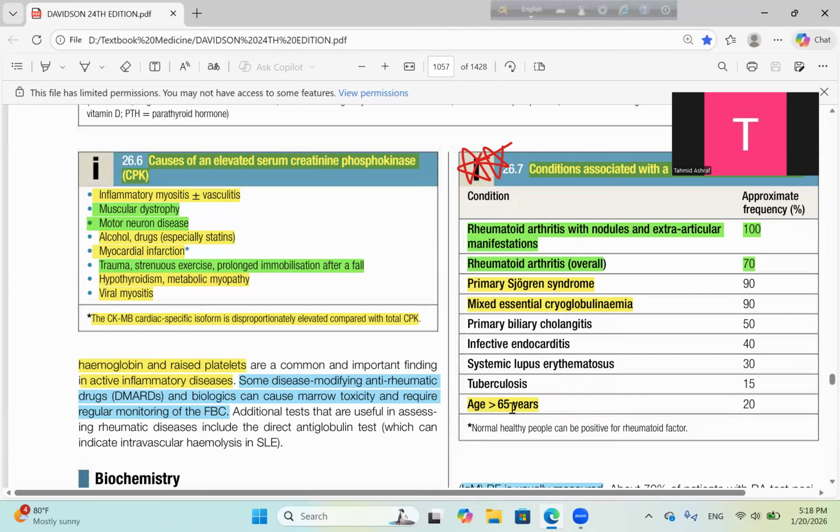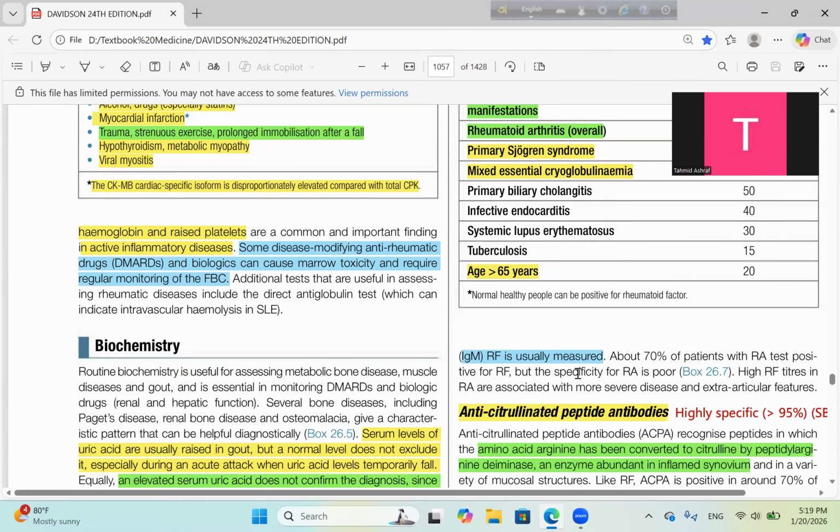Another interesting feature: among people more than 65 years old, who may be healthy, in 20% of those persons rheumatoid factor is found positive, though they have no disease. So at age 65 plus, in 20% of cases, rheumatoid factor is found positive. We'll have to remember that. Okay, next we move on.